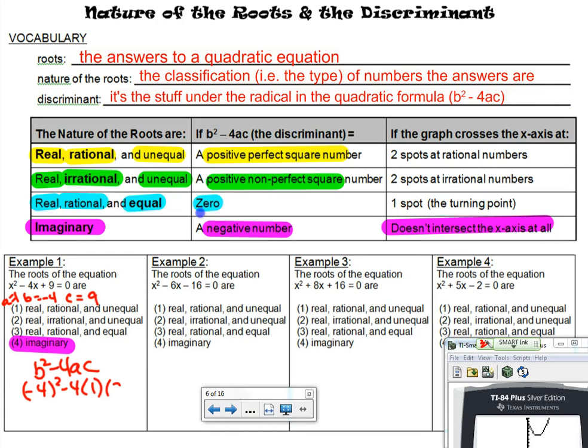Filling in my values, you will get -20, and there's your negative discriminant, which again implies imaginary.